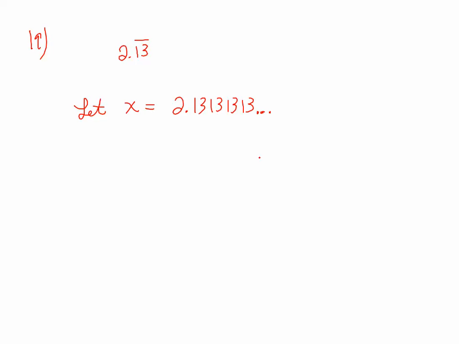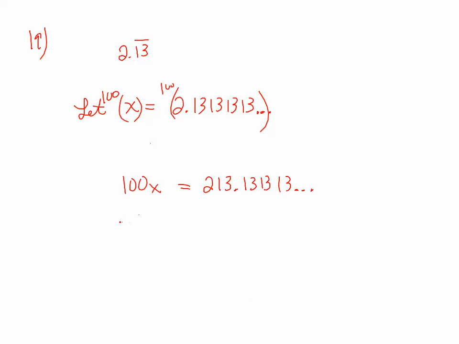In this case, what we want to do is multiply both sides to the next repeating cycle. Since two digits are repeating themselves, we're going to multiply by 100. If it was 3 digits repeating themselves, we would multiply by 1,000. And if it was just 1, we would multiply by 10. So in this case, let's multiply both sides by 100. So this will be 100x equals 213.131313, forever repeating.